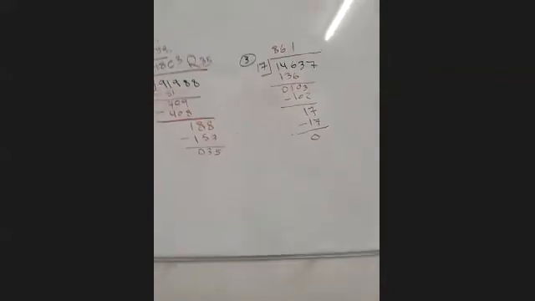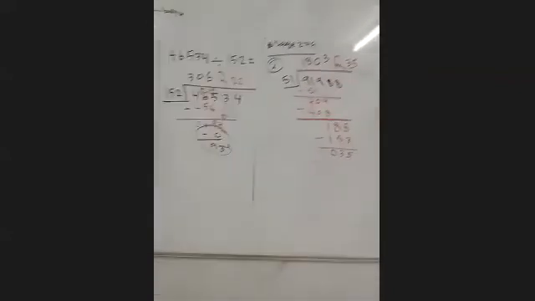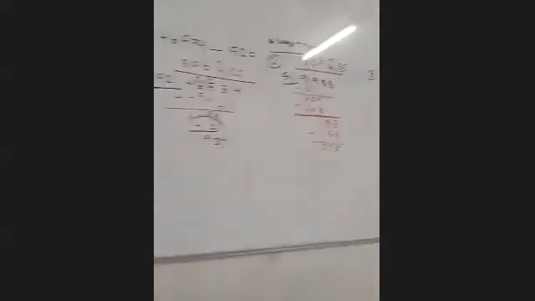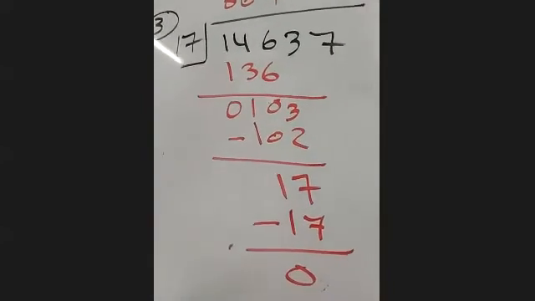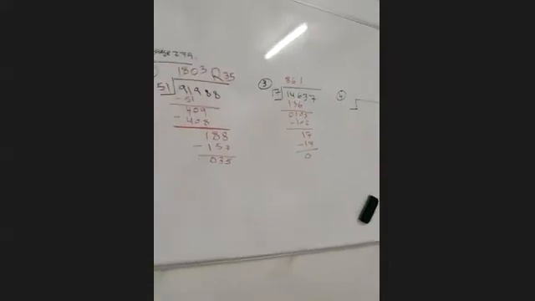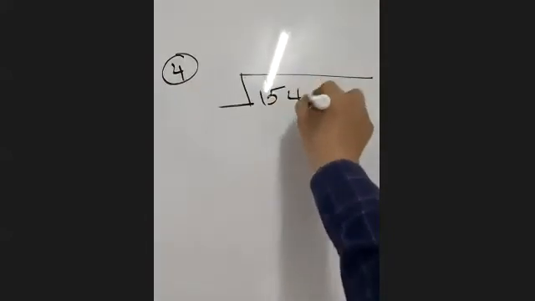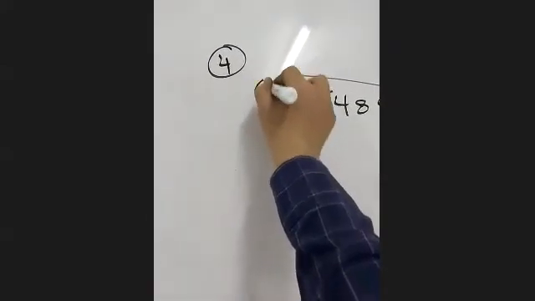Question 4 quickly. Question 4 is 15,540. Read the numbers well. 15,489 divided by 64.